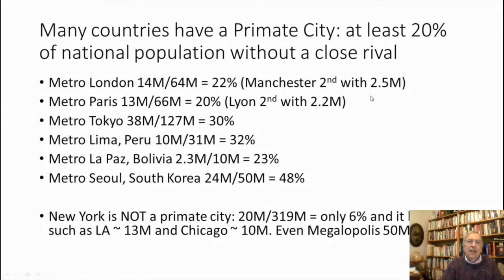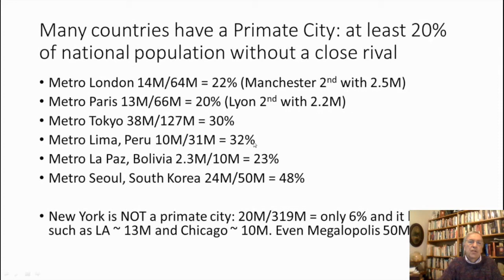Back to these secondary cities, Manchester with 2.5 million is small potatoes compared to London's 14 million. Lyon with 2.2 million is small potatoes compared to Paris's 13 million. Other examples of primate city are metropolitan Tokyo, and actually that's a cluster where Tokyo and Osaka have grown together and so on. So it still has a primate city.